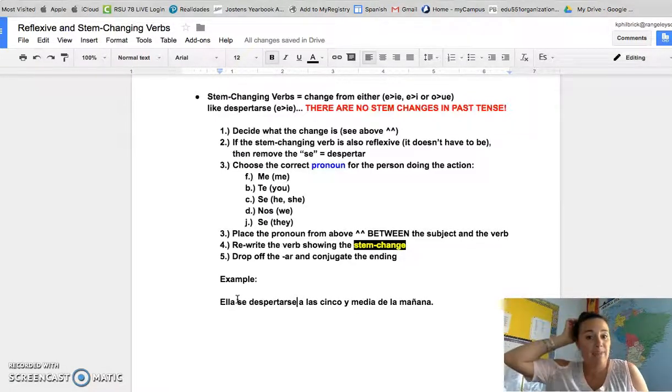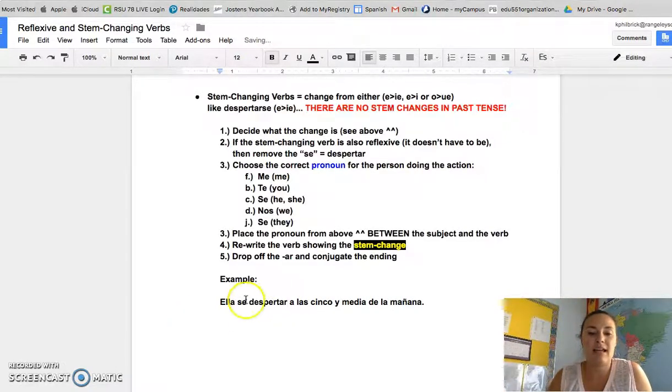So again, I have despertarse. The first step was to take off the SE, okay? And I actually put that over here. I already did that step. I already put the pronoun between the subject and the verb. So I'm left with despertar.